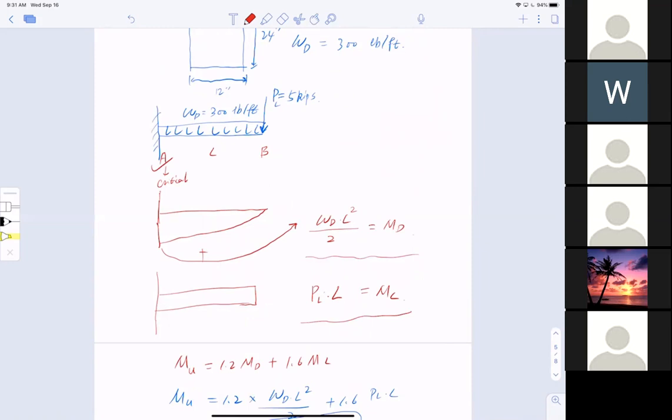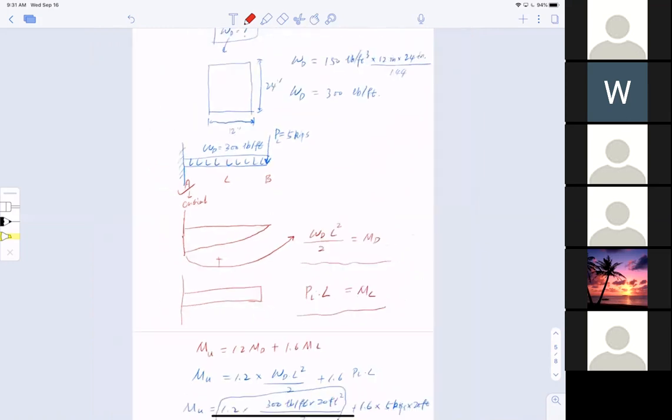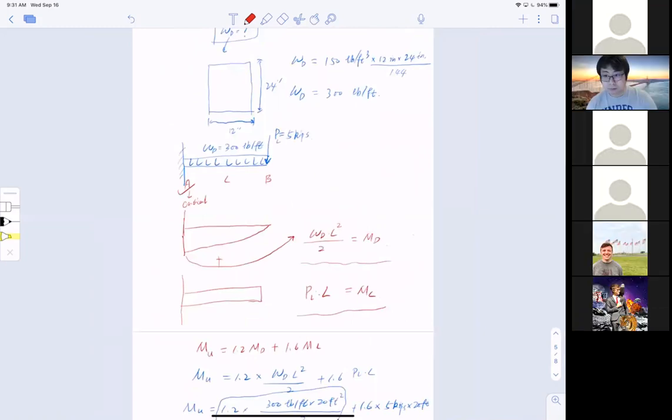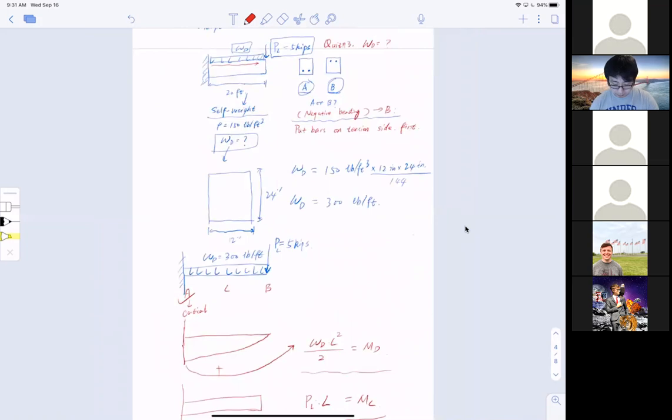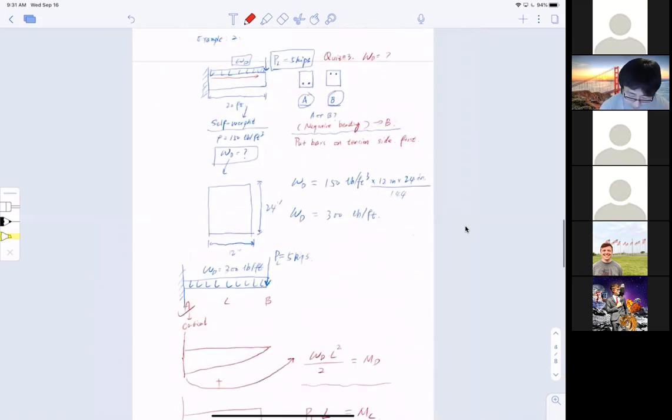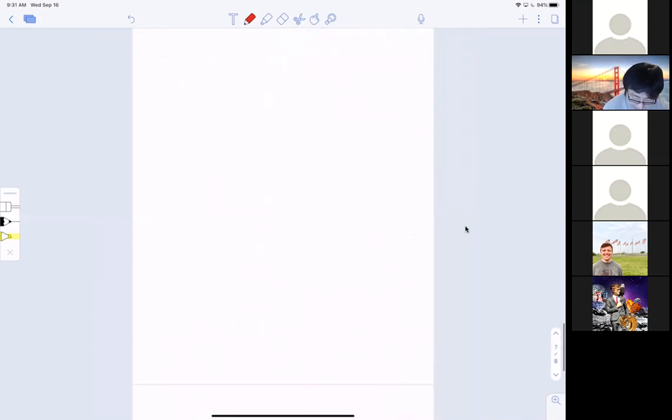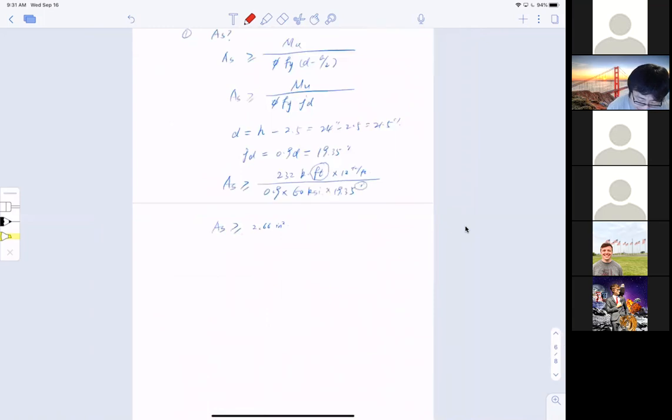All right, so any questions on the design of singly reinforced sections? I have a question. Yes, sir. Does d not change since the bars are on the top part of the concrete? Good question. Think about the section now. If it's inverted, the d is right here, isn't it? The bar is right here, at the top.